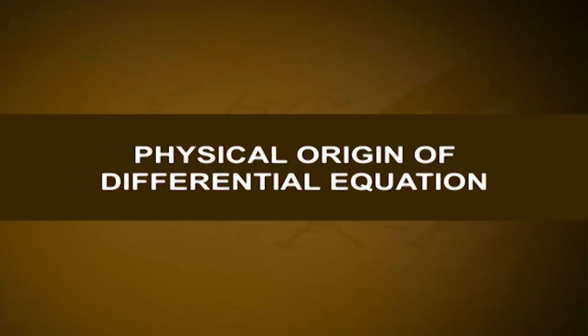For example, d square y by dx square minus 3 into dy by dx plus y is equal to cos x, such that y of 0 is equal to 1 and y dash of 1 is equal to 2. Physical origin of differential equation. With the help of some examples, we shall look how differential equations arise naturally from geometrical and physical points of view.